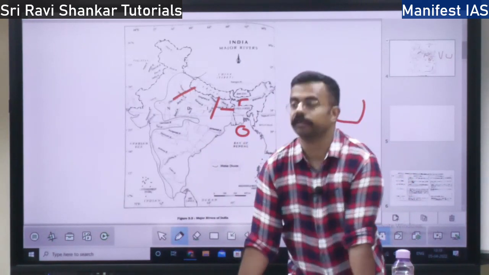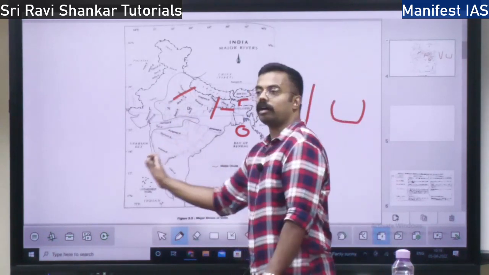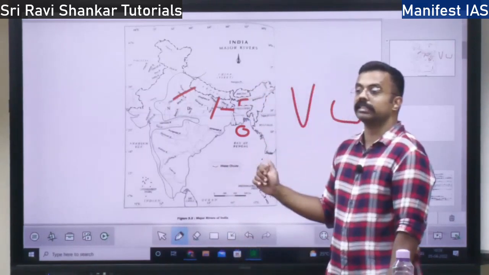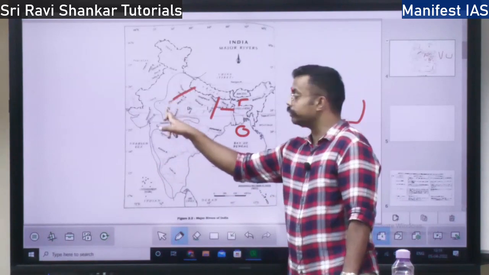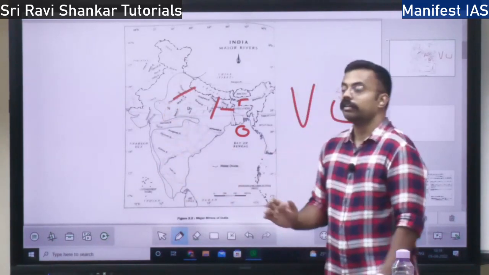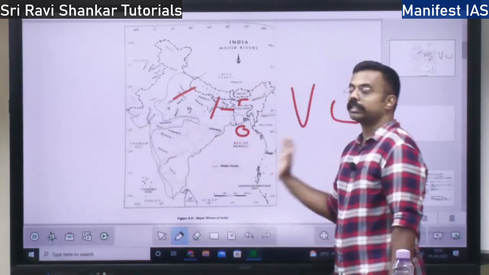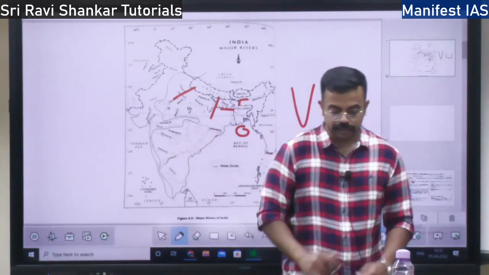So these rivers flow into either the Bay of Bengal or the Arabian Sea. So what is the water divide? That is, which are the rivers which flow into the Bay of Bengal and the Arabian Sea? It is the Western Ghats. The Western Ghats divide the drainage basin of the rivers into Bay of Bengal drainage and Arabian Sea drainage, right?